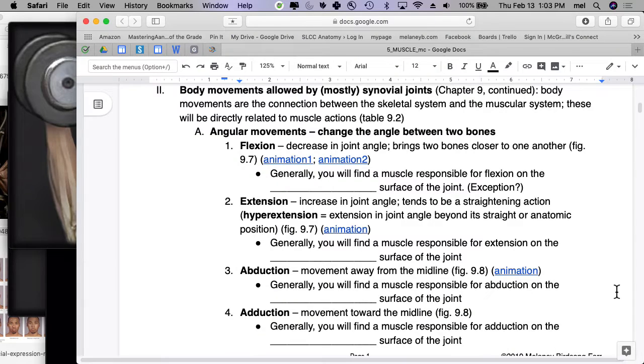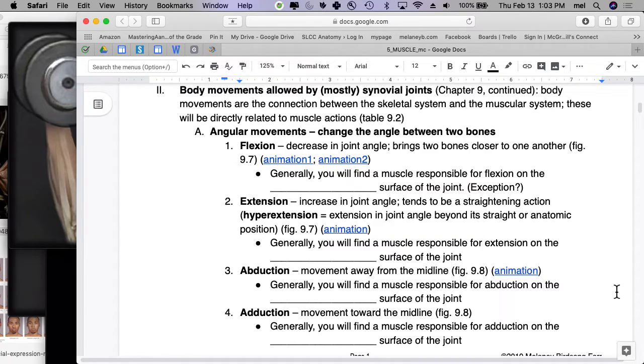So mostly the actions we are going to talk about today will be happening at synovial joints. Why does that make sense? Because they're the wiggly ones, right? Okay, so not all of these are synovial joints, but the vast majority of them we're talking about today will be at synovial joints, okay?